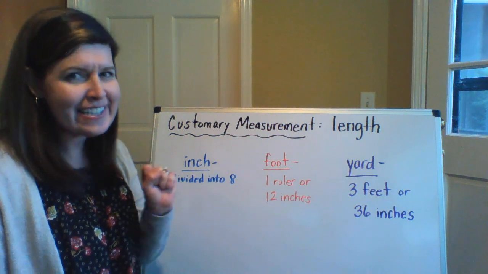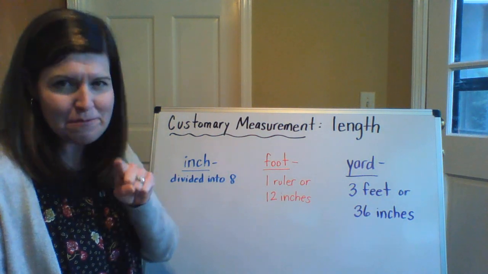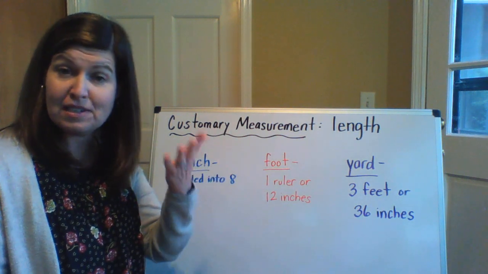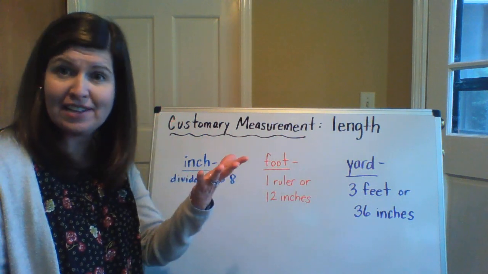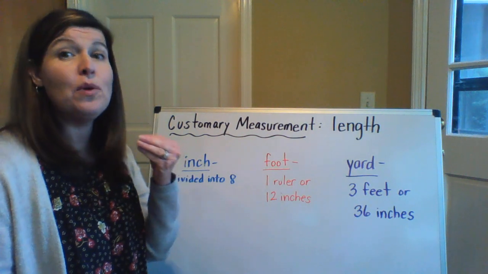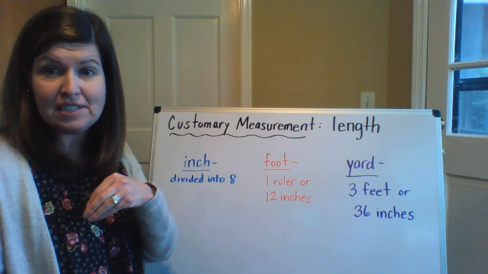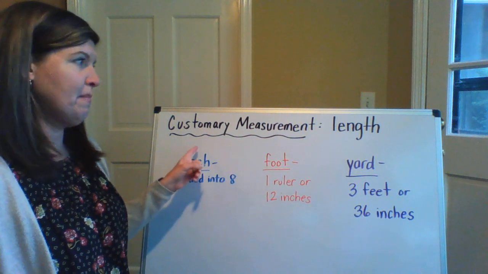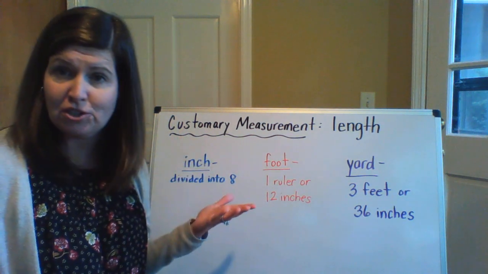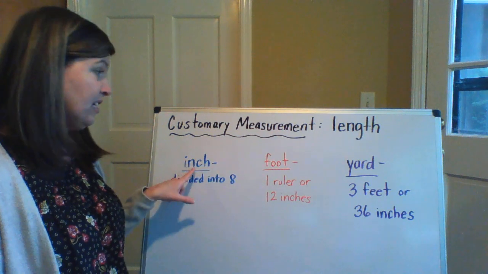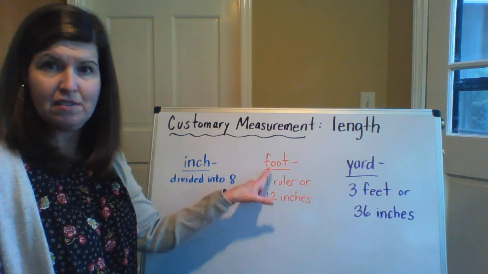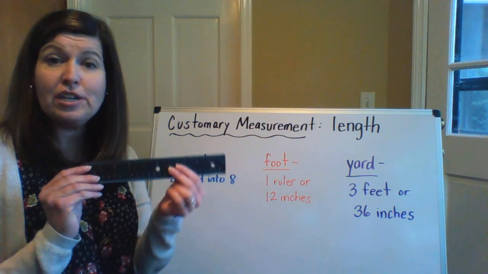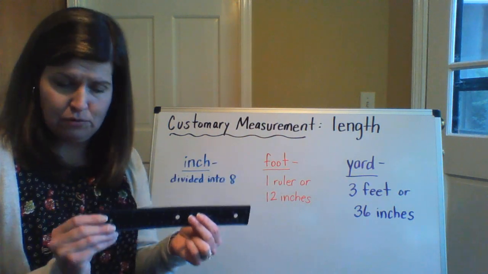Now, the customary system is a little more complicated than the metric system because the metric system uses the system of tens, right? The powers of 10. But the customary system is a little bit different. So we're going to be talking about length today and how we measure things in our country. And we use inches, feet, and yards. So to first start, we're going to talk about inches with a ruler.